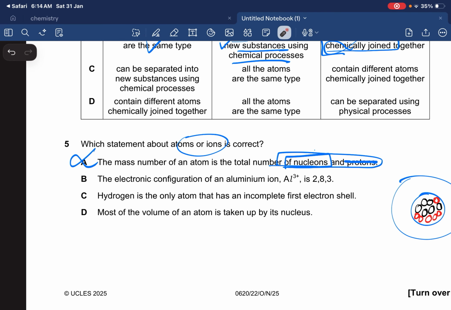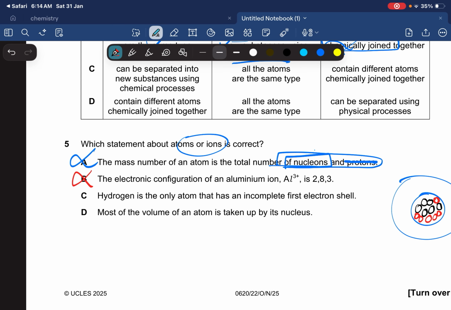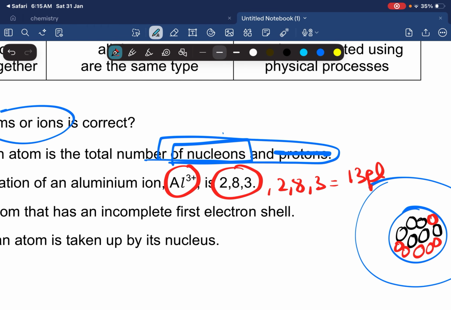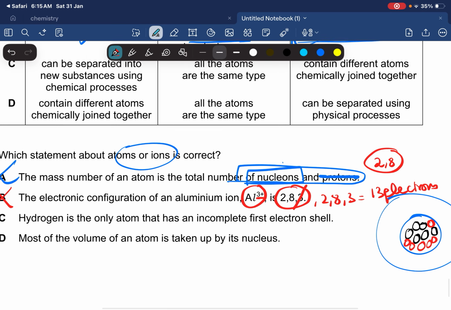The electronic configuration of an aluminum ion is Al3+ 2,8,3. That's incorrect. Why is that incorrect? Because for an aluminum atom, it's 2,8,3, right? That means a total of 13 electrons, right? That's for an aluminum atom. A 3+ means that it has lost the 3 electrons on the last shell, so it's got to be 2,8 for an aluminum ion.